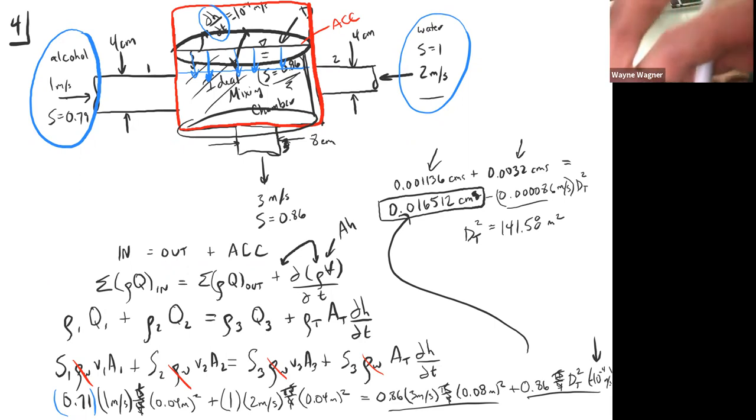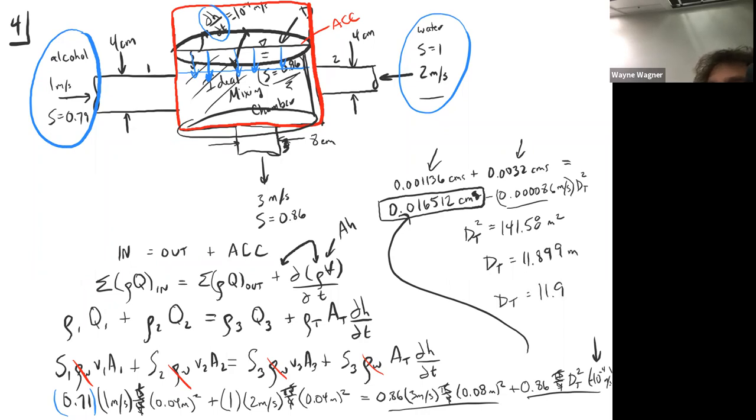Okay, it's giving me too many errors. Anyway, 141.58 to the half. And we get dt equals 11.899 meters, or dt equals 11.9 meters. Anyway, that's how we solve that. Okay, questions?